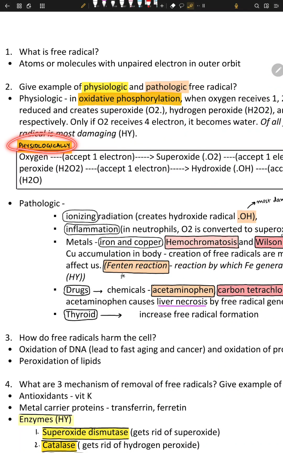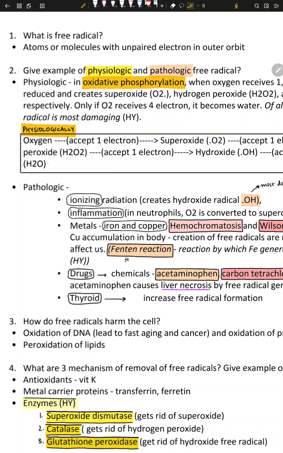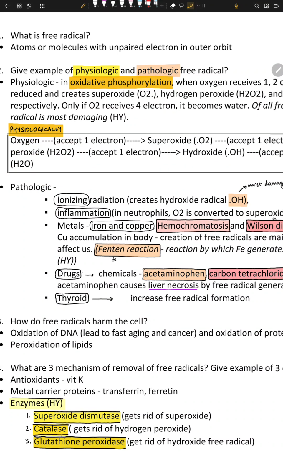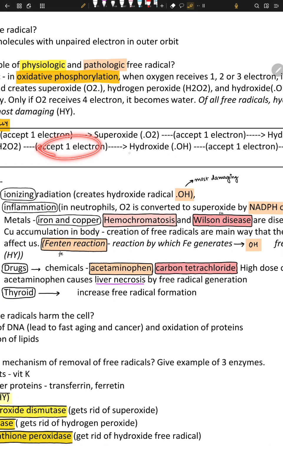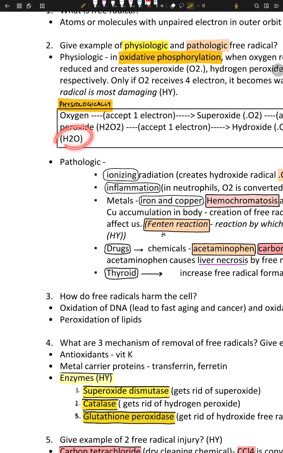Physiologically, when oxygen accepts one electron, it leads to the formation of superoxide, O2. Then it accepts one more electron and becomes hydrogen peroxide, H2O2. Then it accepts one more electron, forming hydroxyl, OH. Now this OH is very, very, very dangerous. It's the most damaging free radical.